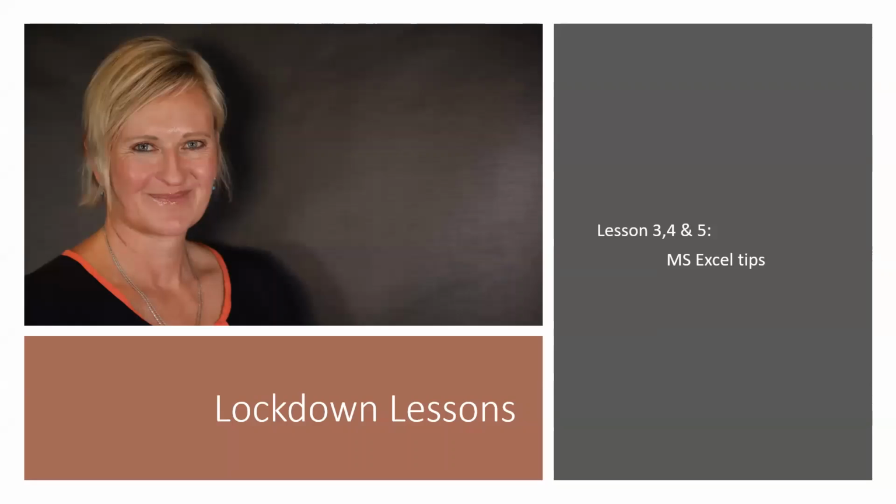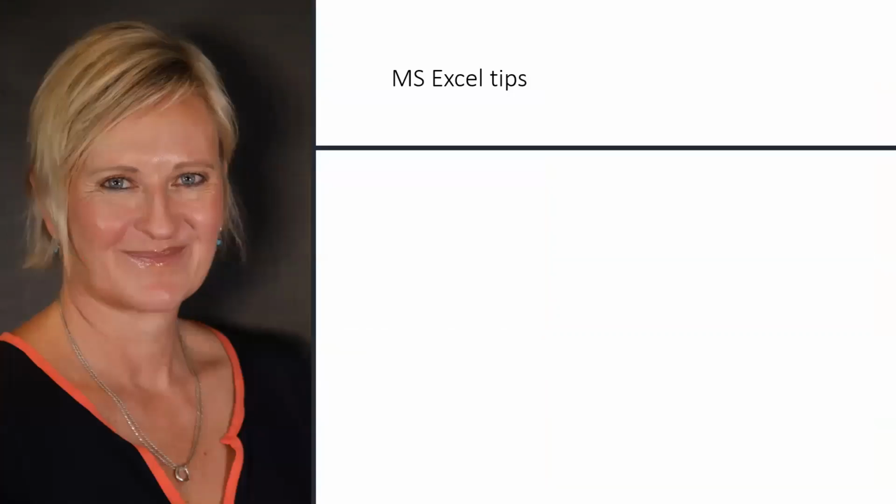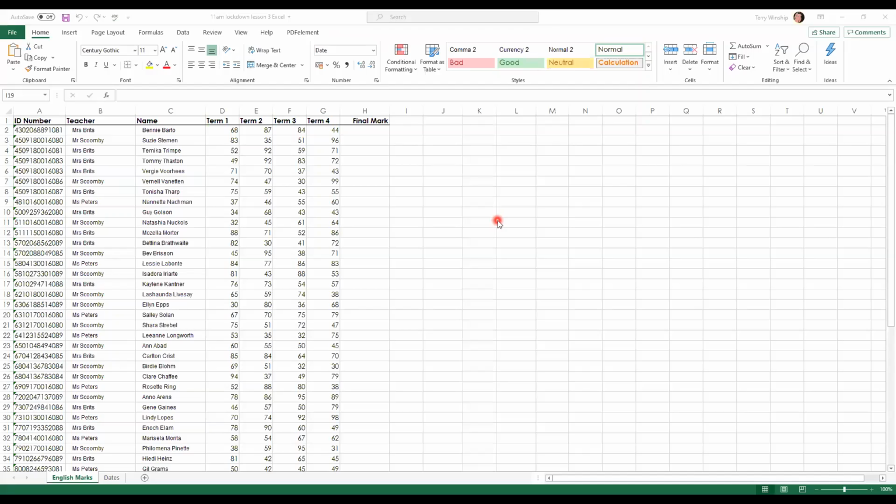Today we're looking at MS Excel tips, and the first thing we're going to look at is how to sort our data so that it makes sense when we look at it. We've got an Excel spreadsheet in front of us, which is the marks for a school. We've got an ID number, the teacher, the name of the student, their marks for term 1, 2, 3, and 4. But when we have a look, it seems to be in some rather random order.